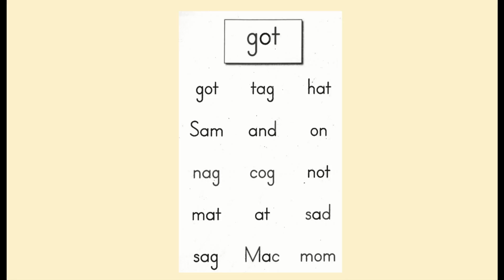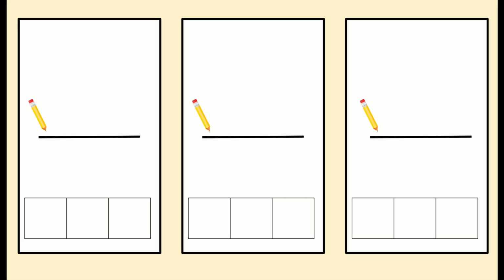Now let's practice spelling some words. The first word we're going to practice spelling today is the word got. Remember to use your sound boxes to break apart the sounds to help you figure out what letters make the sounds in the word. Let's do the first one together. Got. Got. Now write the letters that represent the sounds that you hear in that word.